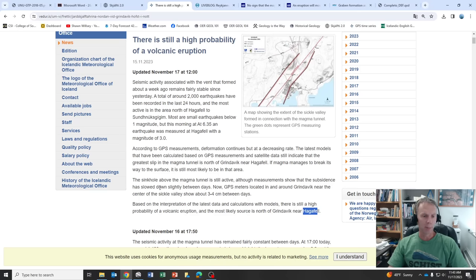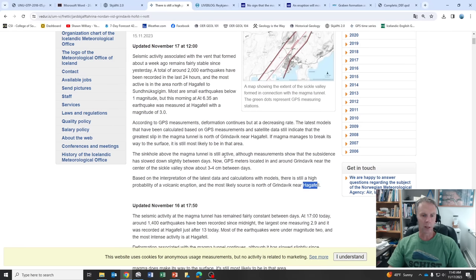The sinkhole above the magma tunnel is still active, so that's the downdropped area right above the magma body, the dike. Although measurements show that subsidence has slowed down, so that's good news. That's good news for Grindavik if we can get the subsidence to slow and/or stop. I think that's good news moving forward. It was up to 5 centimeters, I think, a day, and now it's only 3 to 4. So this is all good news.